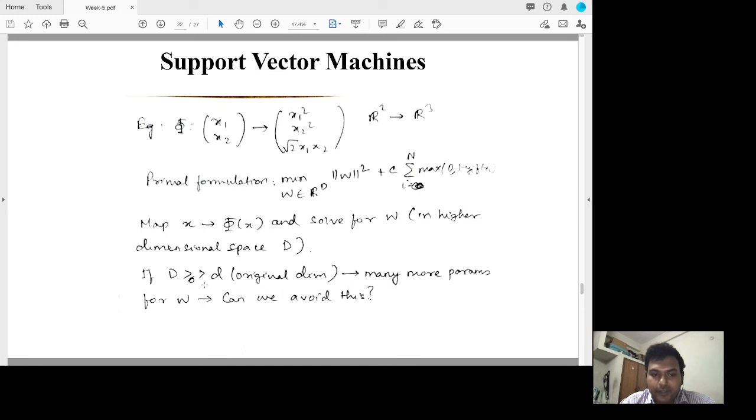Yeah, that's good. So now the problem is, if the space where I am moving to, if D is much greater than d, which is the original dimension.